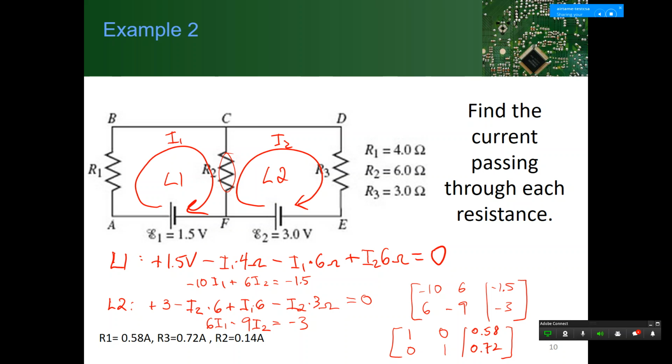All right. So I'm assuming you guys know how to do this. I just want to explain the answer real quick because we're not done yet, really. So what we just found is that in loop 1, the current is 0.58. In loop 2, the current is 0.72. Are both of my answers positive? Both of my answers are positive, which means that I correctly chose the direction of my loops. Okay, if I had a negative number for I1, that means the current's actually going in the opposite direction.